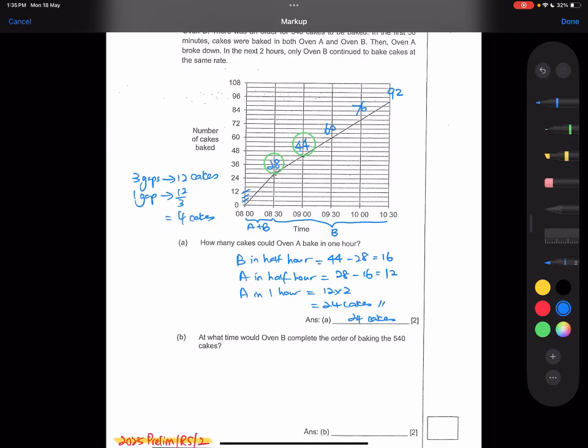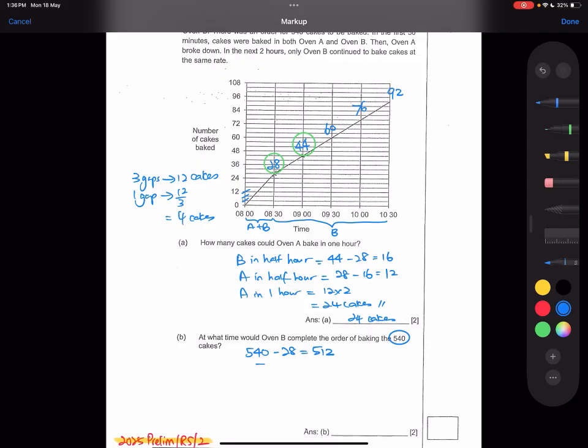Now let's move on to part B. At what time would oven B complete the order of baking the 540 cakes? Now I want to remove the cakes baked for the first 30 minutes, which is 28, because this is completed by both oven A and B. 512.